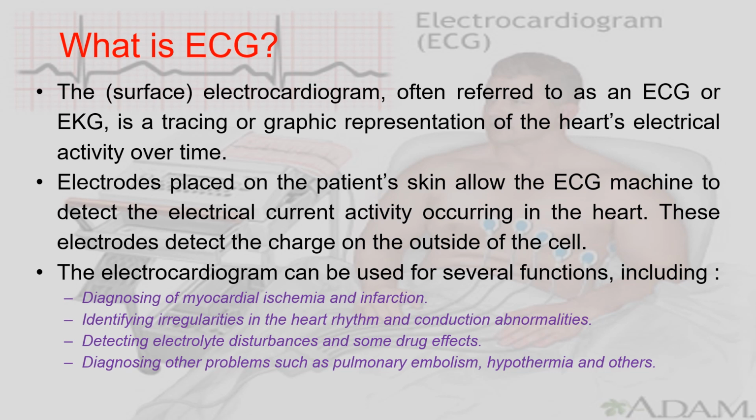ECG or EKG, this electrocardiogram is the tracing or graphic representation of the electrical activity of the heart. How are we doing this ECG? We are placing what are called electrodes. These electrodes we are putting on the skin of the patient, and the machine can detect the electrical current activity inside the heart related to these electrodes. And these electrodes can detect the charges on the cell from outside, if it is negative charge or positive charge or what.